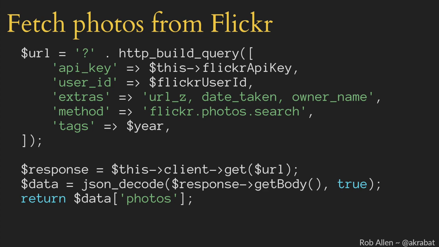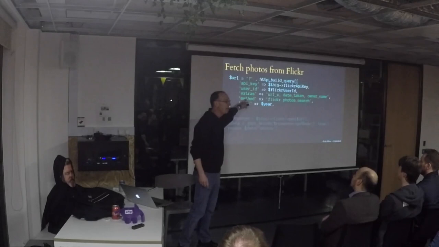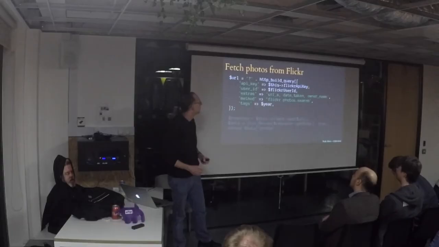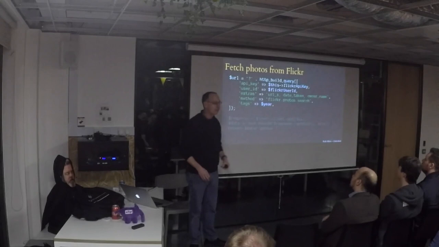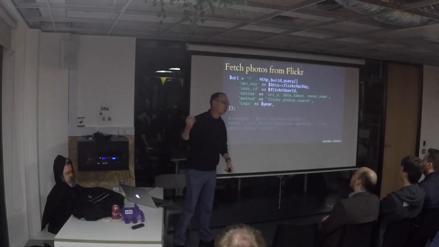Source code-wise, it looks something like this. Fetching the photos from Flickr. Flickr calls this a RESTful API, and it is incredibly misnamed. It is not. It's more of an RPC API. I can tell this because method is one of the parameters you pass in. I want to do a search, so I tell it I want to do a photo search. I want to use my API key, and I'm going to use my user ID, and I'm going to use the year tag, and it's going to return me all the data. The extras one just gives me a few extra columns of the data that I want to receive.